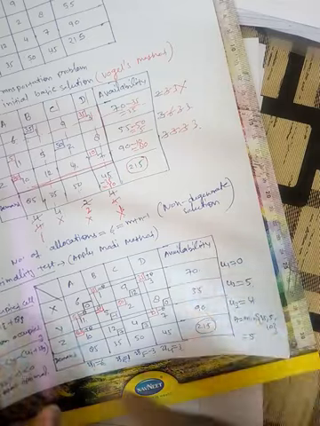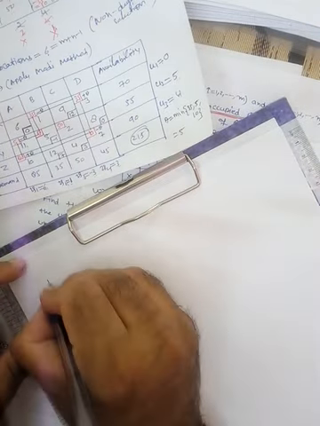So now revise this table. So now we will revise this table. So write down here. Again reconstruct the table.